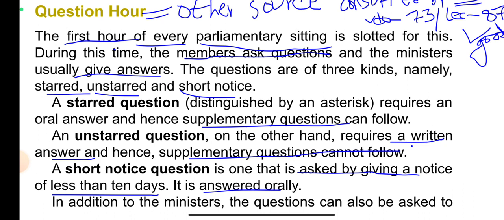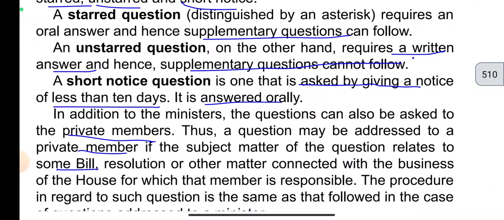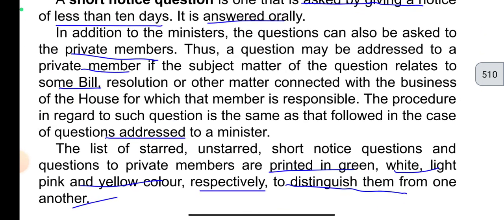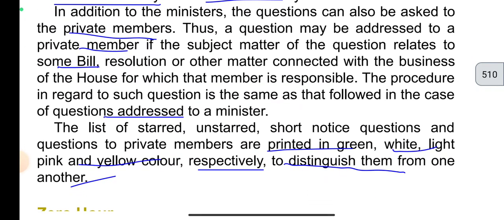The questions are of three kinds, namely starred, unstarred, and short notice. A starred question, distinguished by an asterisk, requires an oral answer and hence supplementary questions can follow. An unstarred question, on the other hand, requires a written answer and hence supplementary questions cannot follow. A short notice question is one that is asked by giving a notice of less than 10 days. It is answered orally.